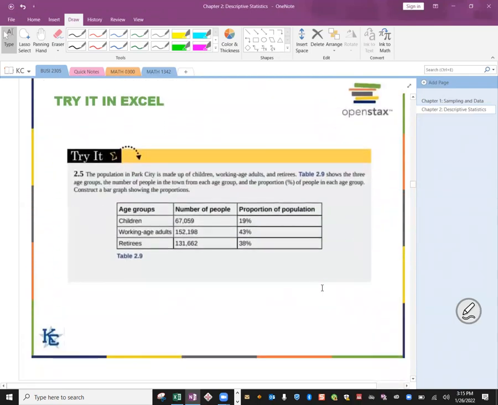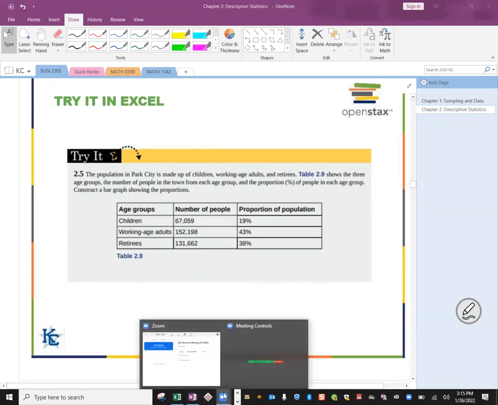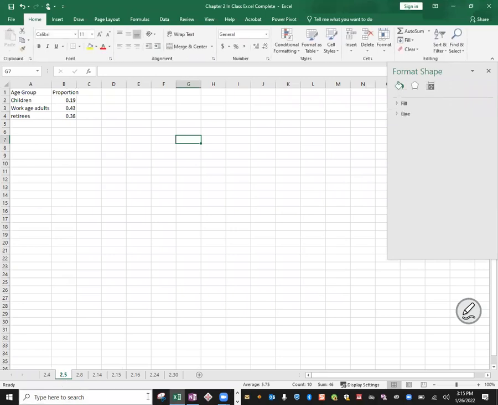Okay, so we're going to do an example in Excel. And so our example says the population in Park City is made up of children, working age adults, and retirees. Table 2.9 shows the three age groups, the number of people in the town from each age group, and the proportion of people in each age group. Construct a bar graph showing the proportions. So I have already entered the data here. And I want you to notice that I entered the proportions in their decimal form, okay? And we know that proportions can be written as a fraction, a decimal, or a percentage. And I am using the proportions in their decimal form in this table.